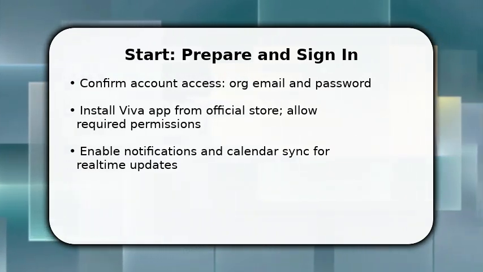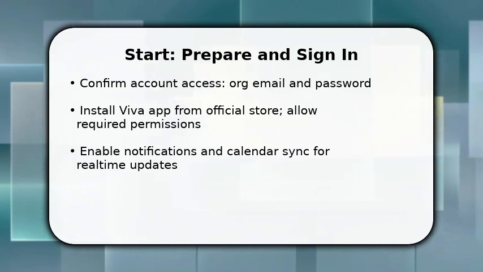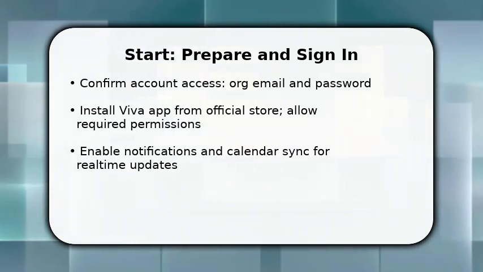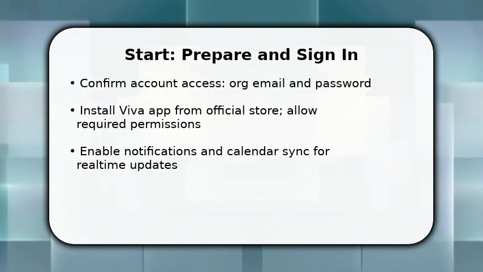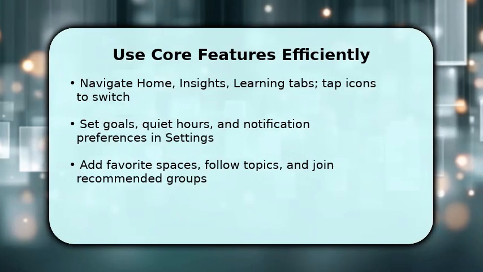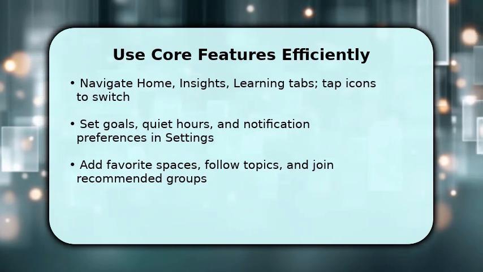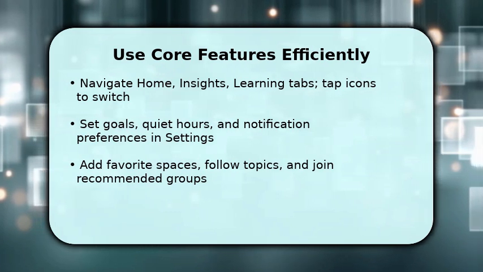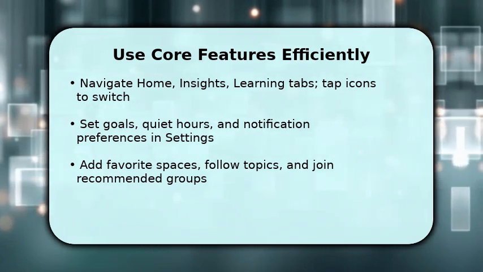This initial setup links Viva to your calendar and identity, which enables personalization and targeted recommendations immediately after you complete sign-in. You'll now explore the main areas: home for feed items, insights for well-being metrics, and learning for courses. Tap each icon to switch and swipe to reveal details.